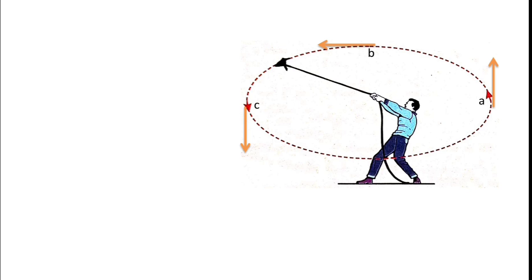Now, why does the stone move in a straight line along the direction of the tangent? Because at that instant of time, the stone is moving in a straight line, so it tries to maintain its state of motion. Also because there is no force pulling the stone towards the center. Hence the stone tries to maintain its state of motion and moves in a straight line along the tangent.